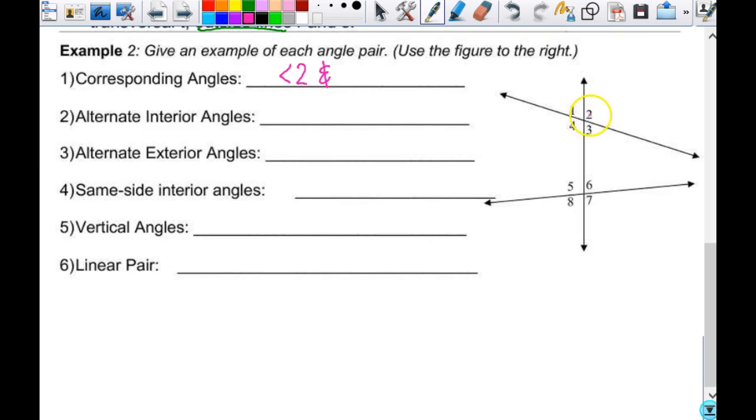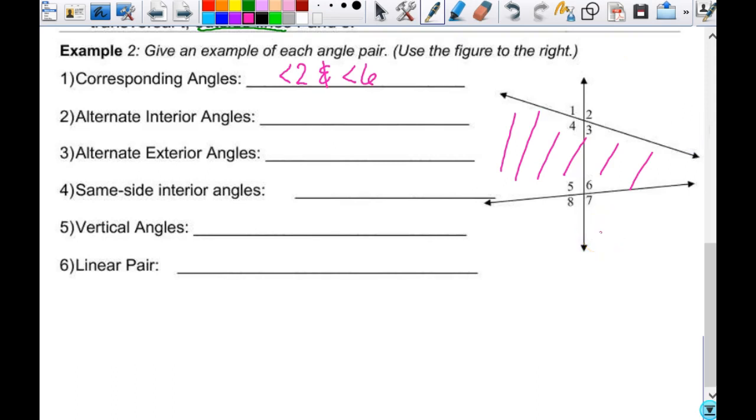6, because 2 is in the top right, 6 is in the top right. Does that make sense to you? Okay. All right, so alternate interior. Now, this right here is my interior. This is the exterior, because these are my 2 angles. This is my transversal, right?